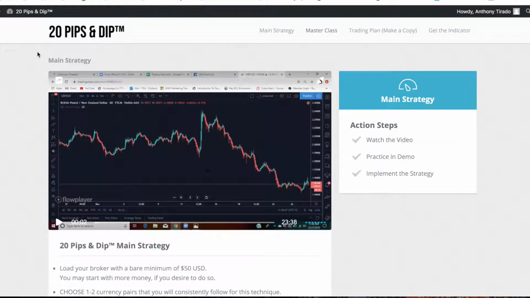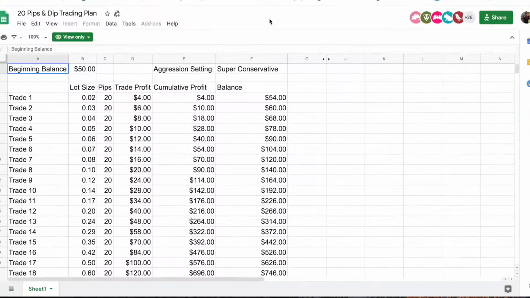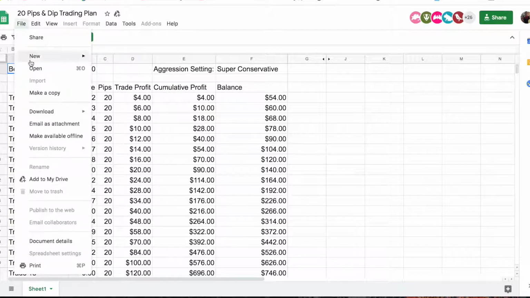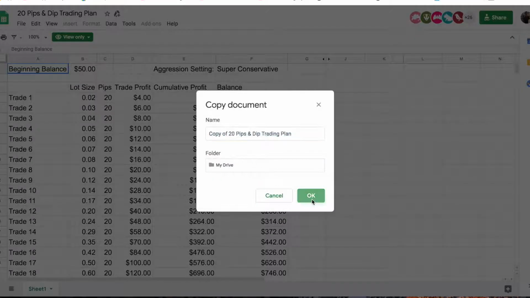So moving along with the 20 pip and dip website, once you've watched the two strategies, taken your notes, and understand how to implement this piece, you're going to want to tap into creating your own trading plan. Once you select trading plan, make sure to make a copy, right? You select trading plan, it'll take you to a page like this. And this right here is where you're going to put together your 20 pip and dip trading plan that Coach Max discusses. Now one thing you're going to do is select file, make a copy, okay.